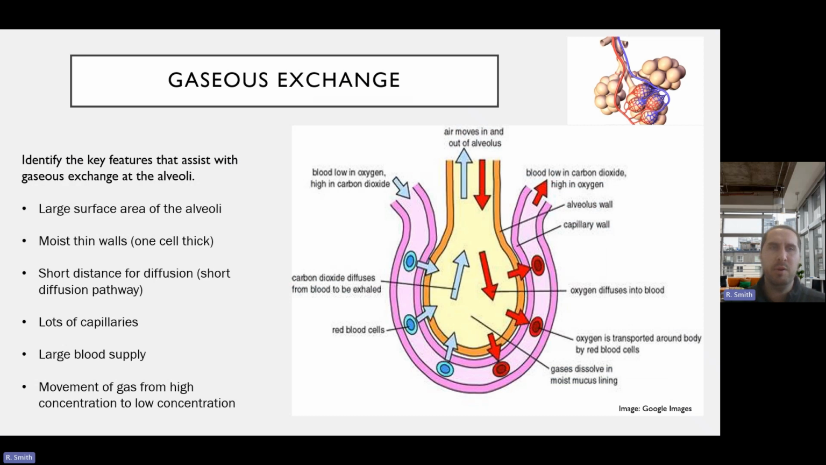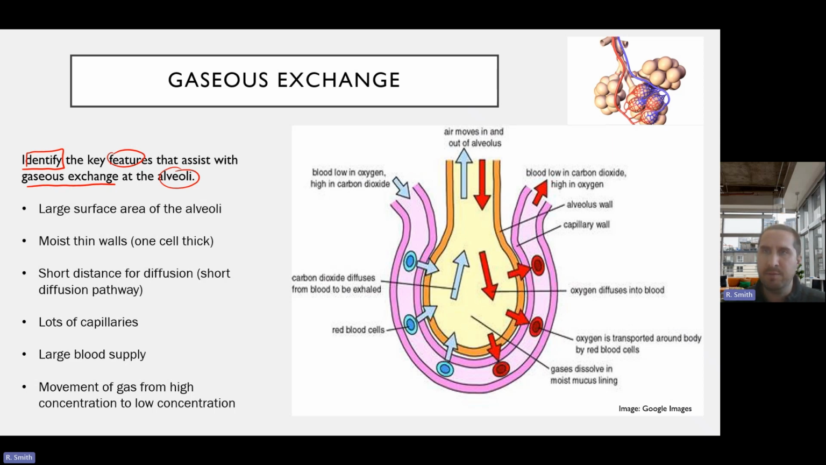Now, one of the most common exam questions will ask you about key features of gaseous exchange. So identify is our key term there. That would be AO1. Gaseous exchange is our topic area. We're looking at the alveoli and features. So it's important to understand that the alveoli is the site of gaseous exchange and it's located in the lungs.